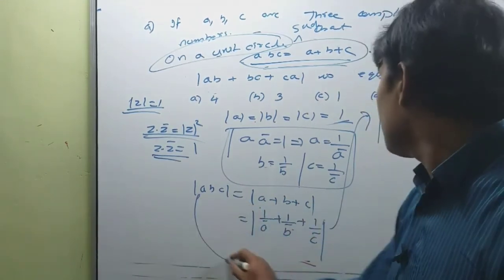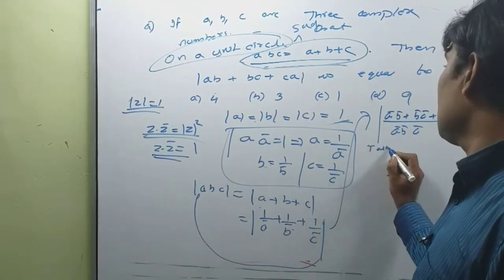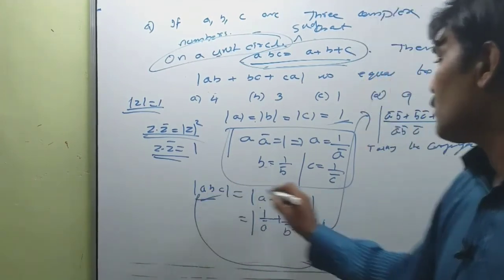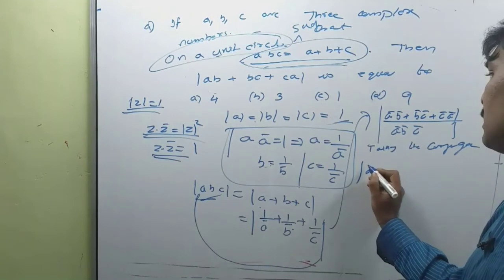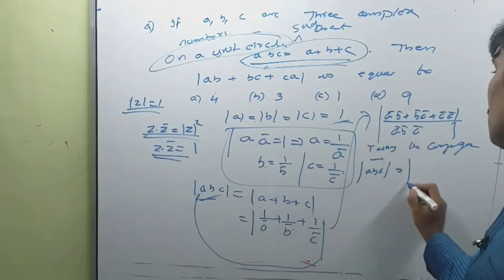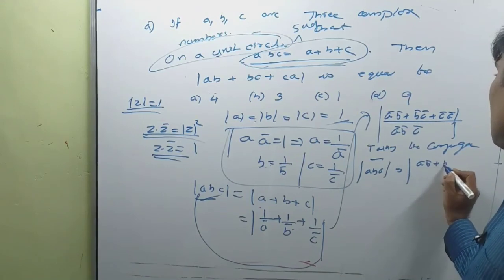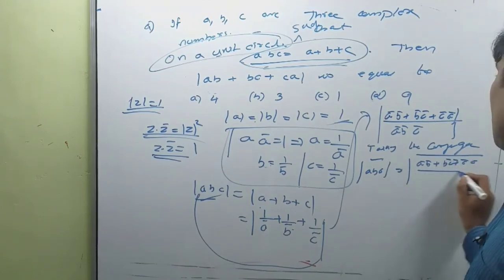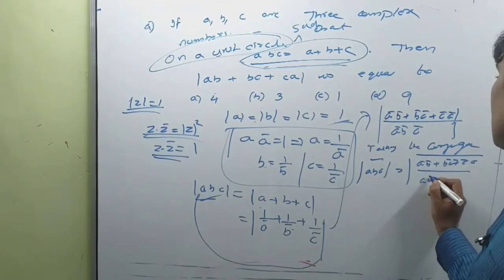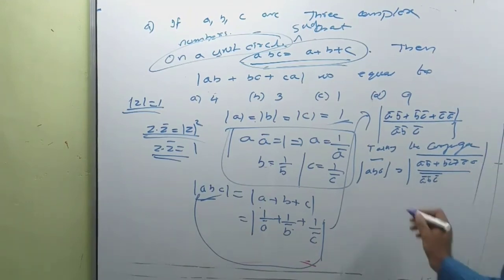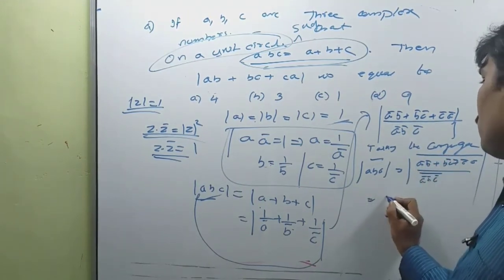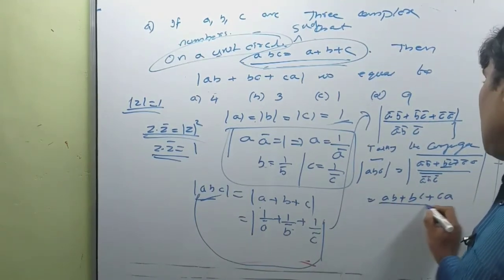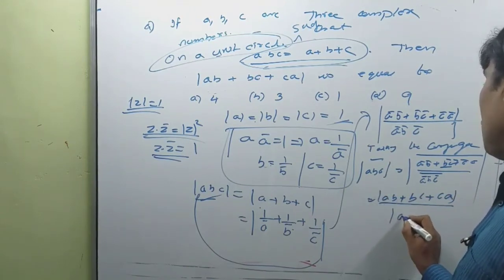Now taking the conjugate, this becomes mod ABC conjugate, that is equal to the conjugate of A bar B bar plus B bar C bar plus C bar A bar, the whole conjugate, divided by ABC conjugate. Or this is equal to A bar B bar, the conjugate is equal to AB, plus this term becomes BC, plus this term becomes CA, divided by mod ABC.